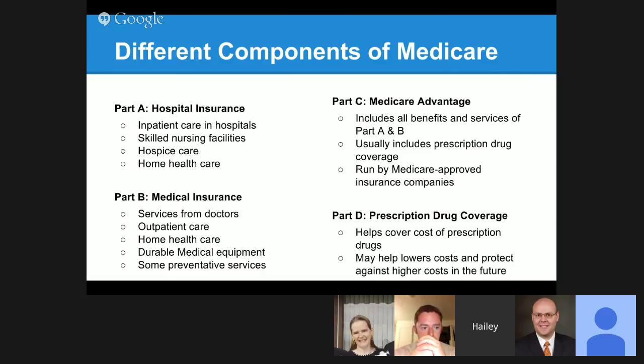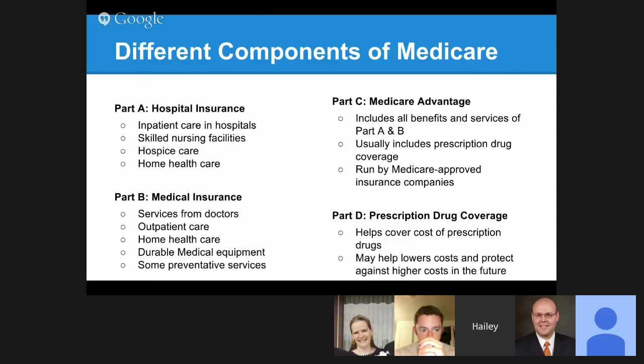Part A is hospital insurance, and this consists of inpatient care in hospitals, skilled nursing facilities, hospice care, and home health care. And then Part B is medical insurance. So the services from doctors, outpatient care, home health care, and durable medical equipment are all covered in Part B.